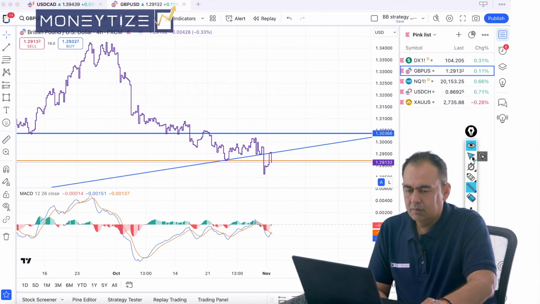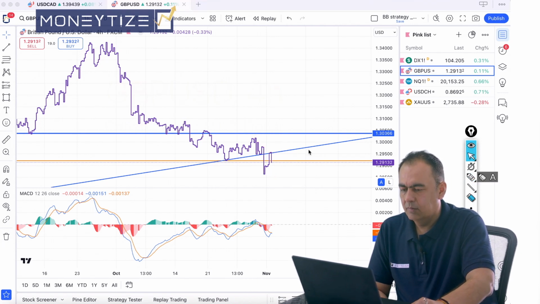It happened so the buyers pushed the price to this trend line level, got rejected, could not break this high, could not break the previous sequential highs here, lower highs, and the sellers remain in control.